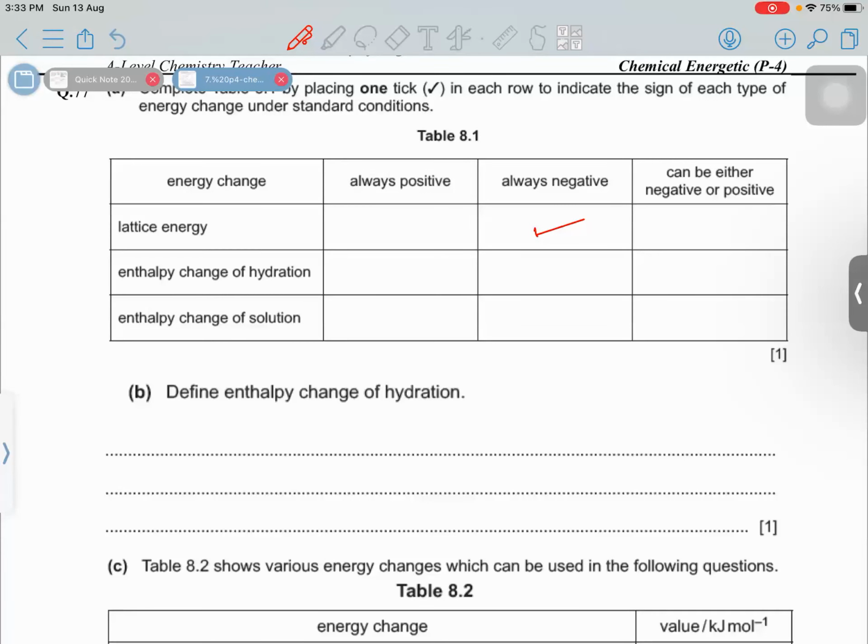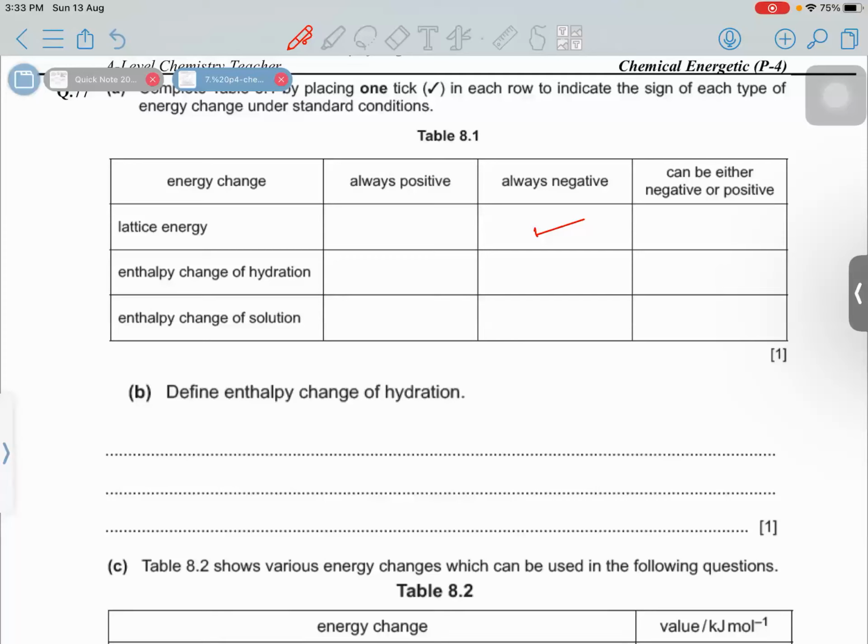Okay, now listen. As for solution, whenever you add water to a solid, aqueous ions are formed. This energy is called enthalpy of solution. Whenever you add water to gaseous ions, aqueous ions are formed. Such enthalpy is called enthalpy of hydration.